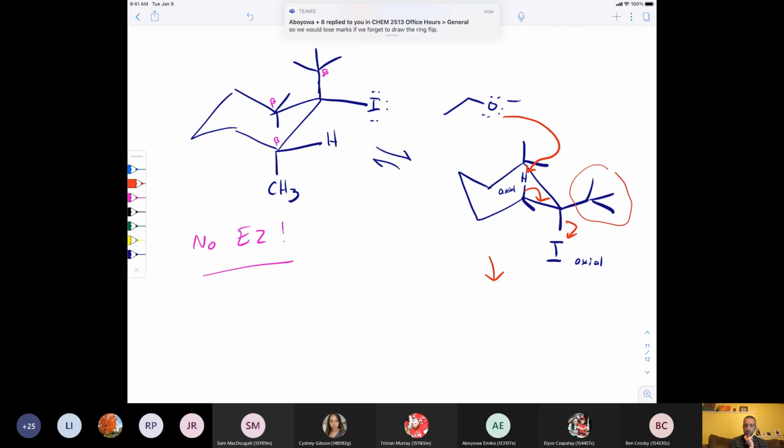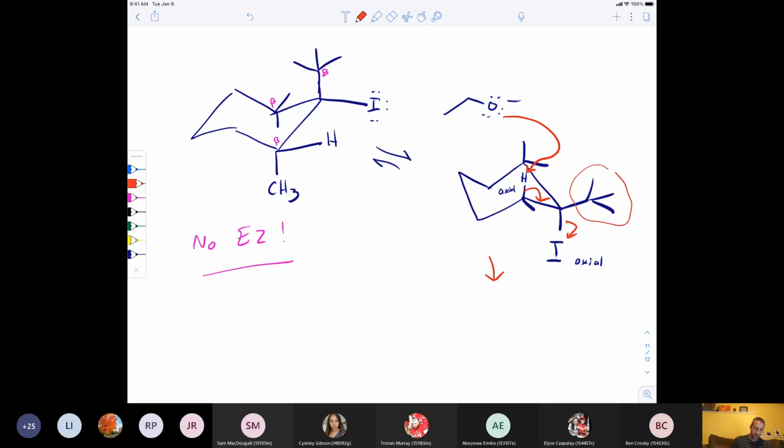So would we lose marks if we forget to draw the ring flip? If we ask you to draw the molecule in both forms and draw the elimination off the ring, you need to draw both. And especially if you only drew the left-hand side of this and said no E2 and stopped there, then yes, you would lose points because you didn't draw it in the form that it can react. So you would have missed the whole point that it can react when you have this particular shape. So always be sure to watch out for that.